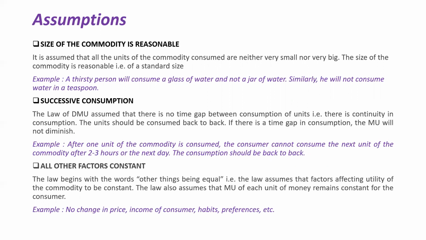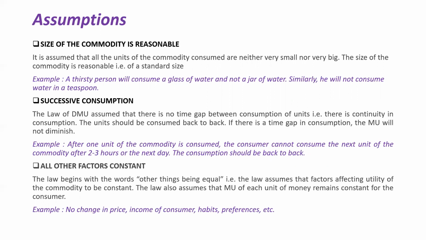Okay. The second is successive consumption. The law of diminishing marginal utility assumes that there is no time gap between the consumption of units. There is continuity in the consumption. The units should be consumed back to back. If there is a time gap in consumption, this law is not applicable because in that case the marginal utility will not diminish. After one unit of a commodity is consumed, the consumer cannot consume the next unit after 2 or 3 days or the next day. The consumption should be back to back. There is no time lag. Then this law will be applicable.